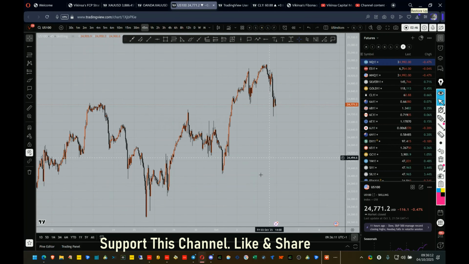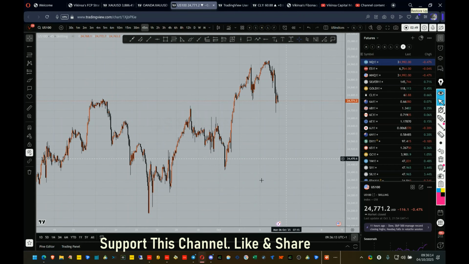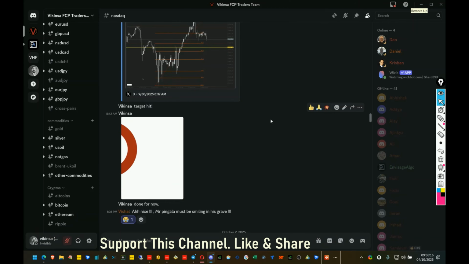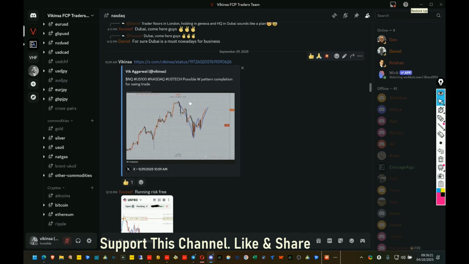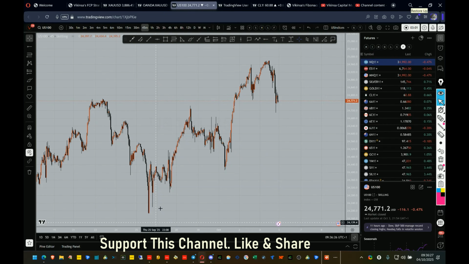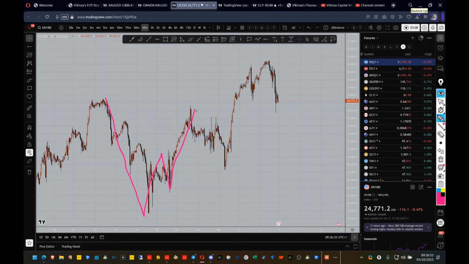Now, what we have in terms of structure here, this is what I shared in our FCP Discord room as well. I've been trading majority of Dow Jones, this is September 29th, and there was a W pattern here, which was basically this W pattern I'm talking about. Let me show you what I mean by that in case you're not able to envisage it. So this is the W pattern, and what we know is that when we had W pattern completion, the market falls. When we have M pattern completion, the market goes up.